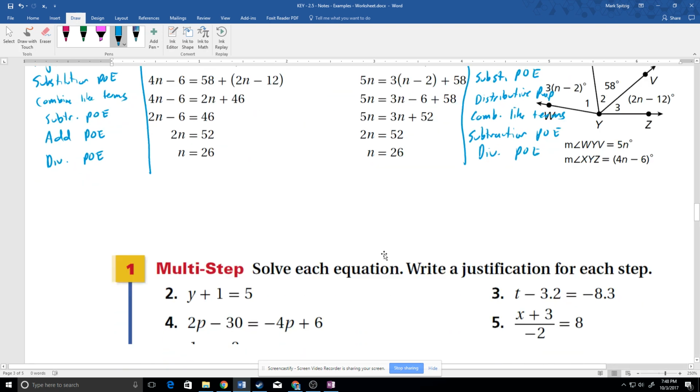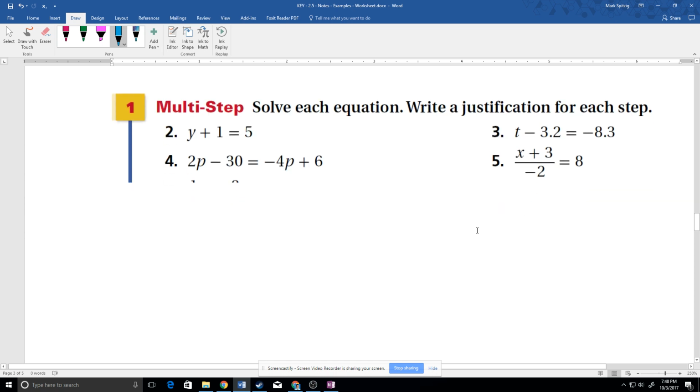All right. Solve this equation, write a justification for each step. Okay, the first two only have one step. I could write them out, but I'm just going to say that to go from here, we're solving it. And again, it'll be y equals 4. The way I went from here to here was I used subtraction property of equality. Same thing with this one, right?